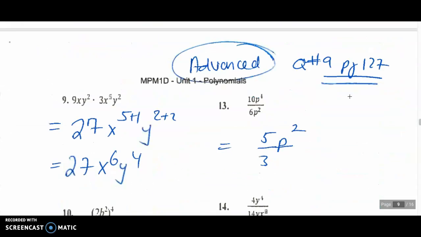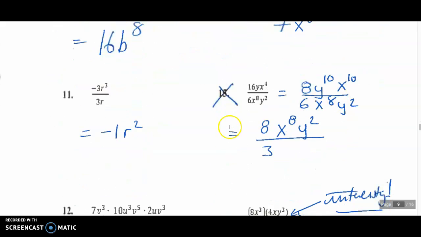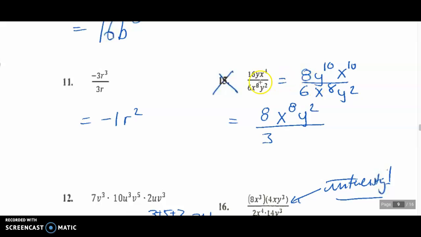So in general, anything to the 0 is 1. Okay, so there's some advanced questions too that you can go through here. Yeah, so I rewrote this question as this. Okay, so ignore this. Let's go to this one here. What's going on here? Oh, sorry. This should be a 4. So let me just clean this up.